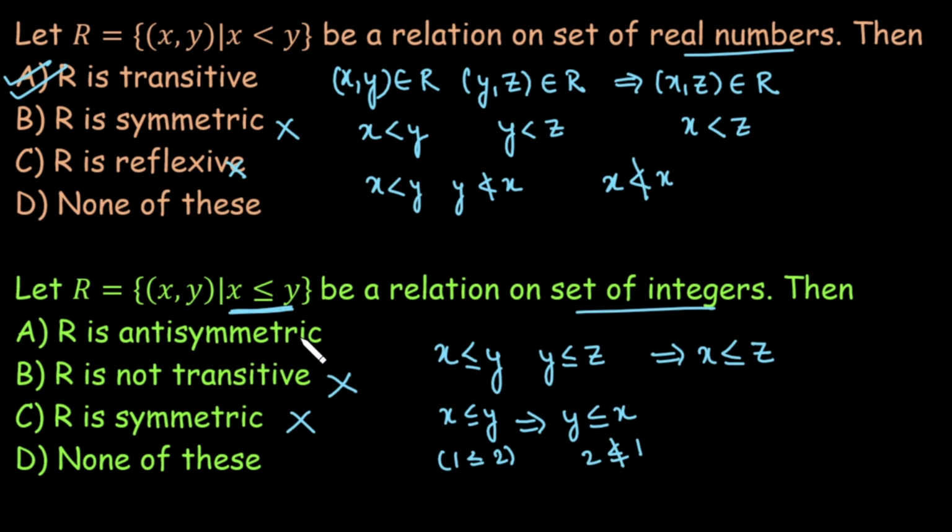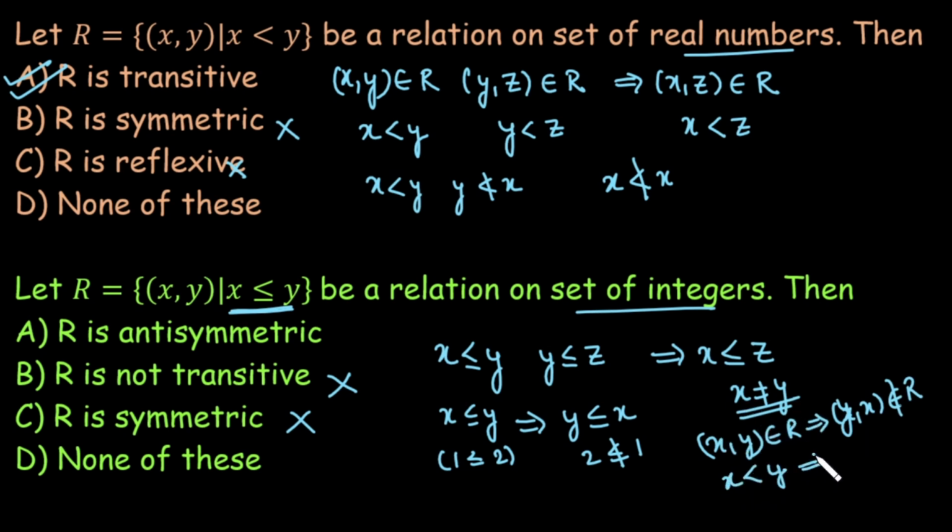Now, whether this is anti-symmetric? Yes. Anti-symmetric says that if x is not equal to y, meaning the ordered pair contains different elements, and (x, y) is a part of the relation, then the reverse should not be there. If it is a part of the relation, x is strictly less than y because they are not equal. So can we say that y is not less than or equal to x? Yes. So this is an anti-symmetric relation.